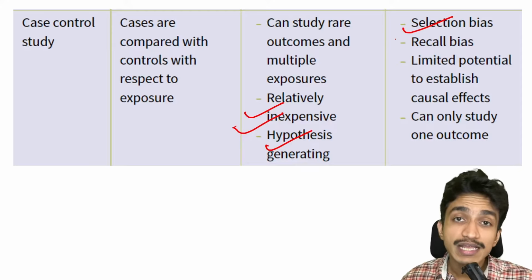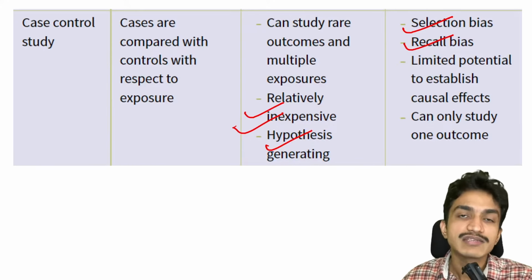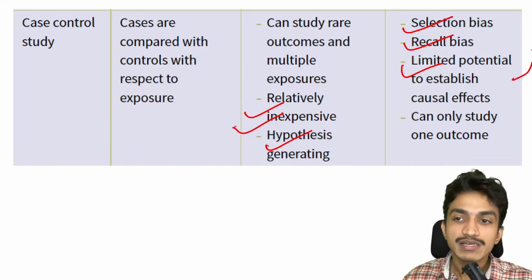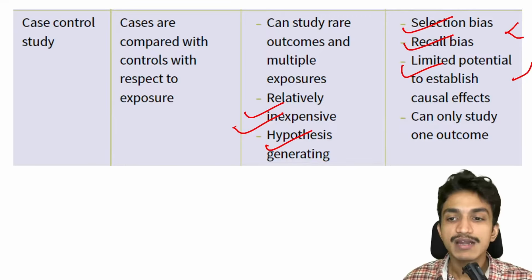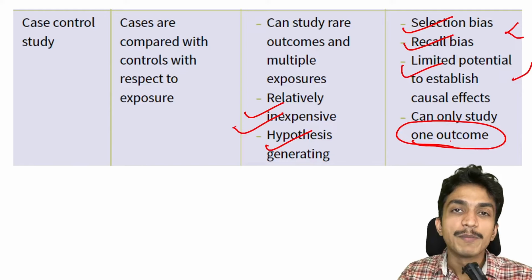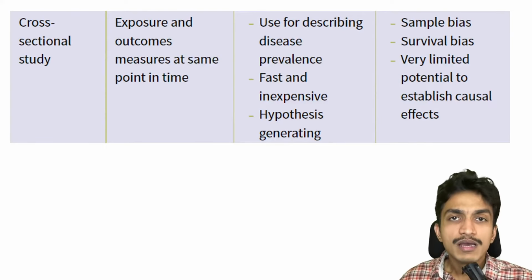Because you're already taking cases, the recall bias is there. Cases means the effect has already happened, and it has very limited potential because of the bias which is occurring, and it can study only one outcome because we are pinpointing that outcome and then taking the cases. Cross sectional, as I told, take a group, study the effect at one particular time, and then you generalize it.